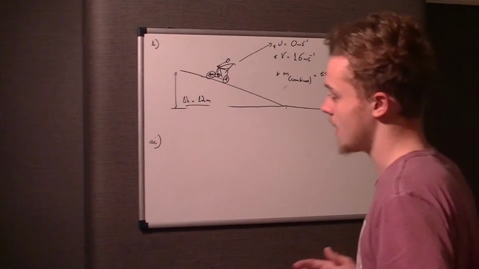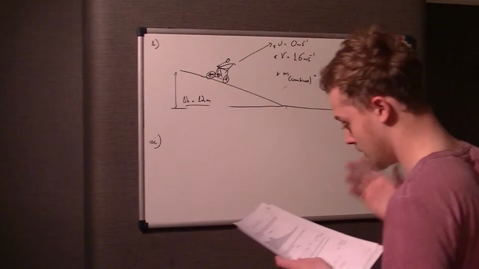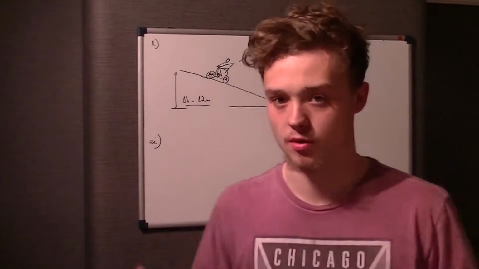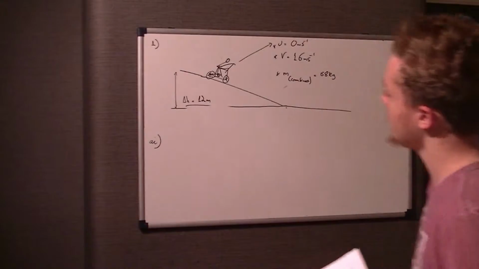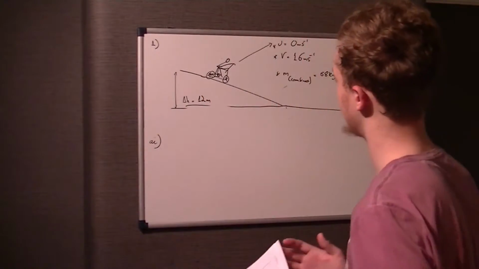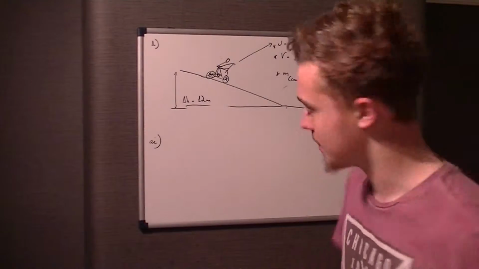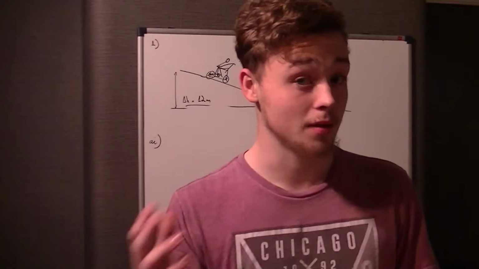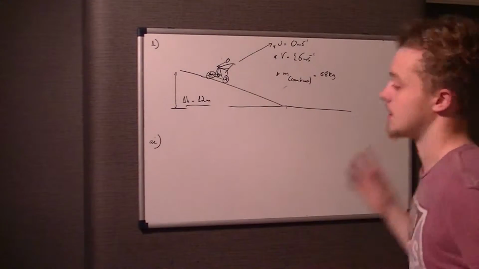There's a cyclist pedaling down the hill. We're told that he's got an initial velocity of 0, in other words, he's at rest, and he builds up to 16 metres per second just as he hits the horizontal section of the road. We're also told that the mass of him and the bike combined is 68 kilograms.